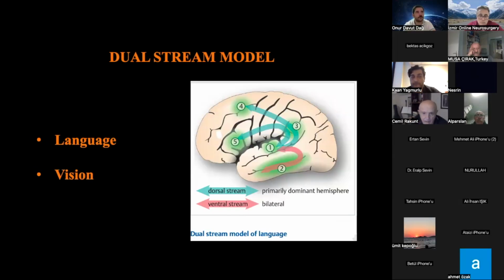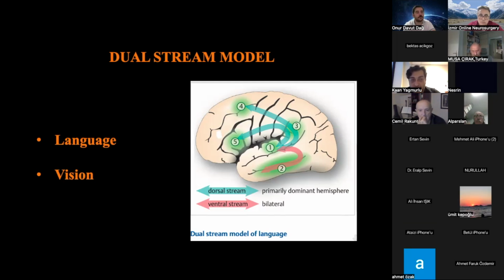So in the brain, there's a dual stream model for language and vision. It means that for language, there are two streams, ventral and dorsal. For vision, also ventral and dorsal stream.